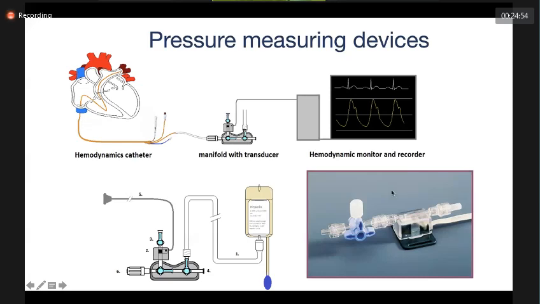So now you see that a hemodynamic catheter in a different chamber detects the kinetic pressure as well as the hydrostatic pressure, which will come through the fluid filled catheter system and then goes through the manifold three-way and then to a transducer here, which has got a membrane and a Wheatstone bridge here, which actually converts the kinetic energy into electrical signals.